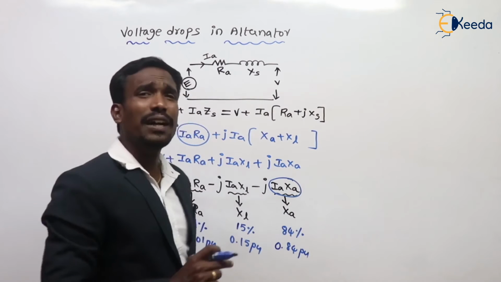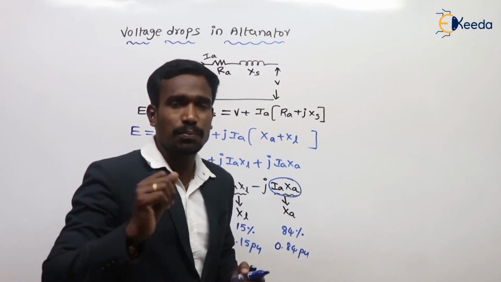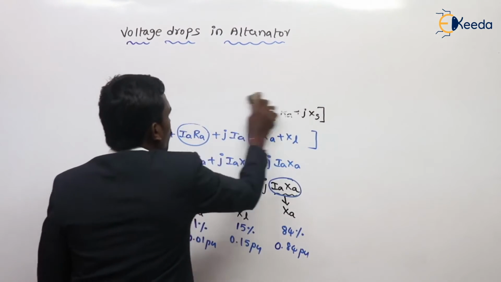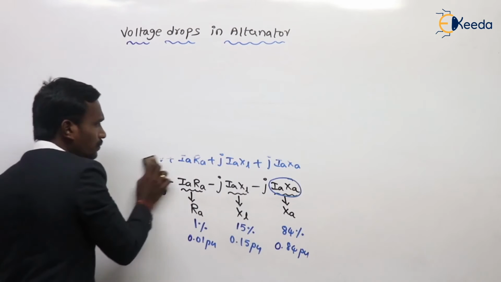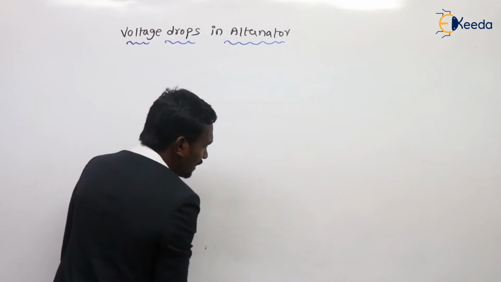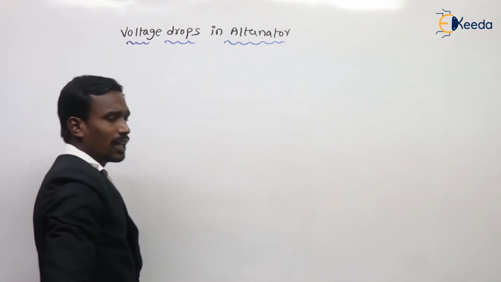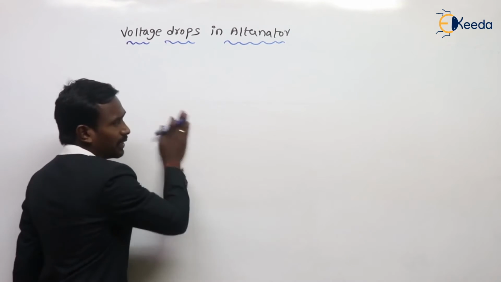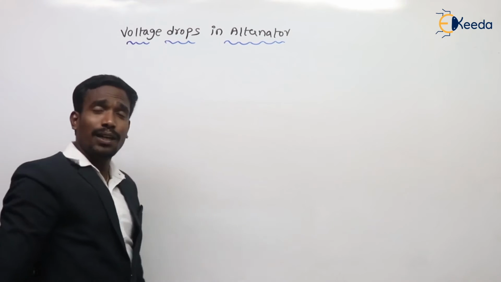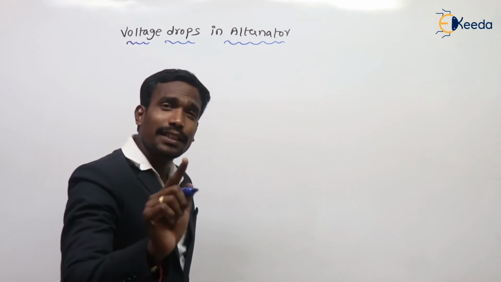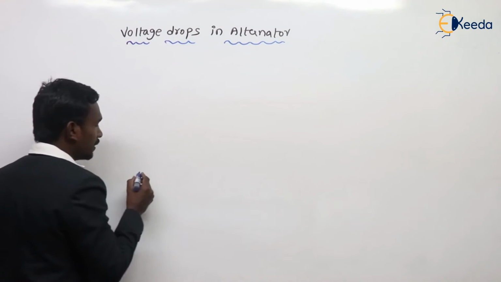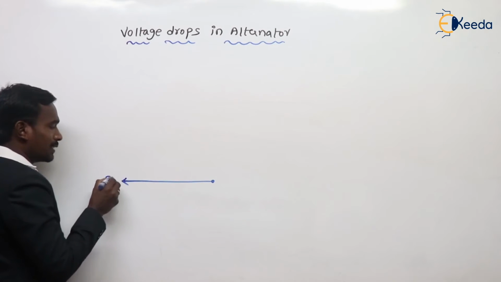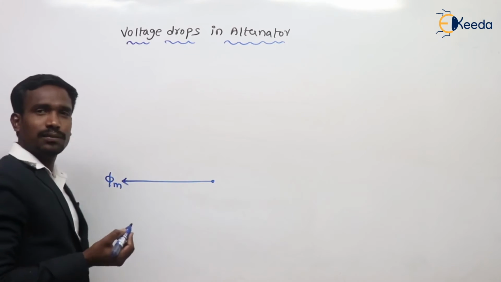So let's draw the vector diagram for this. This is important. Let's go for the vector diagram. This is an alternator vector diagram. I am going to draw the vector diagram for alternator. Alternator is nothing but generator. In a generator, whenever a rotating conductor is placed in a magnetic field, we should have a magnetic field. For example, this is my magnetic field, main field flux.